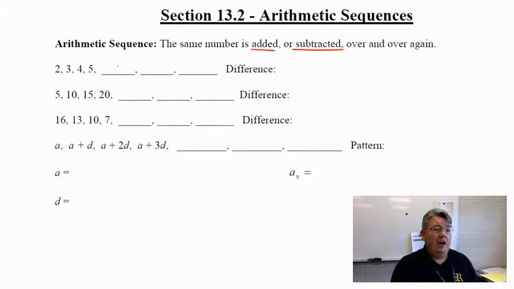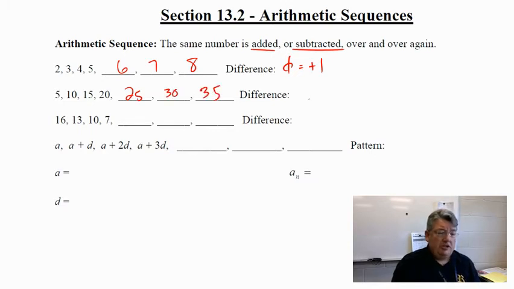2, 3, 4, 5, 6, 7, 8. Pick out the pattern. The difference here is a positive 1 because from term to term, it's going up 1. Consider the sign on your difference. 5, 10, 15, 20, 25, 30, 35, and so forth. What's happening? It's going up 5. So that's my common difference.